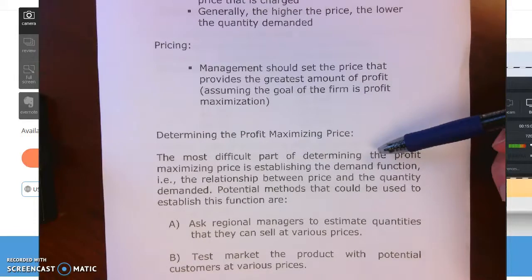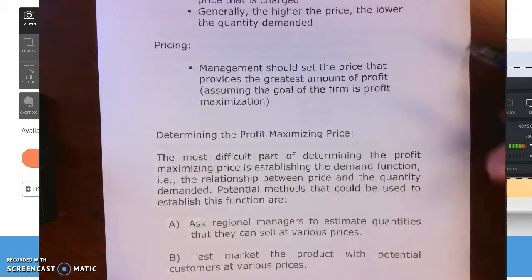The hardest part of determining the profit maximizing price is establishing the demand function, which is estimating the elasticity of demand. Basically, it's saying if we charge a price of X, Y, Z, how many units do we think we can sell? Actually calculating the profit from a certain price point, especially if you only have one product, is not that hard.